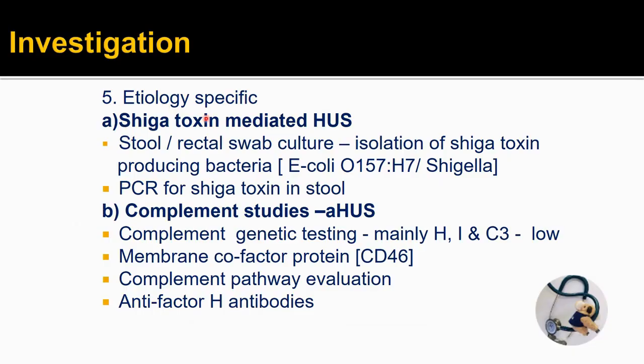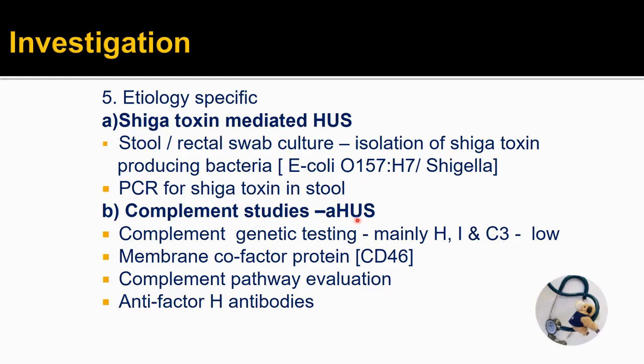Then investigations with the specific etiology. So if you suspect typical HUS, you'll select one like that. If the etiology you suspect is Shiga toxin mediated HUS, then you send the stool or rectal swab for culture for isolation of the Shiga toxin producing bacteria, where you may get E. coli as well as Shigella. So whichever is common in your setup, you expect that organism. And PCR for Shiga toxin in stool can also be done.